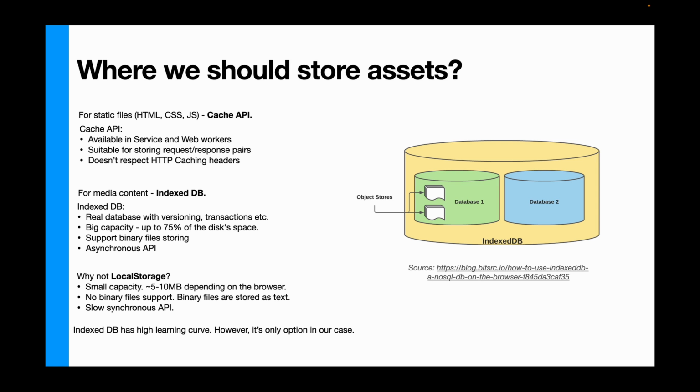Where we should store assets. For static files, we can use cache API. It is available in service workers, which is really important for us. For meta content, we can use IndexedDB. IndexedDB is almost a real database with versioning and transactions. It has relatively big capacity, supports binary file storing, and has a fast asynchronous API.